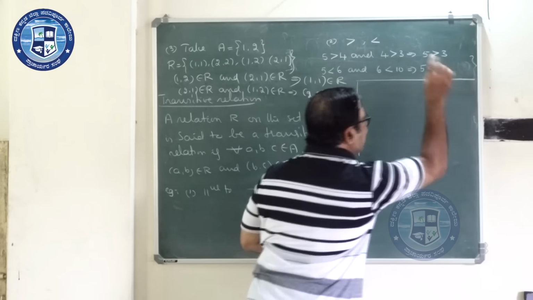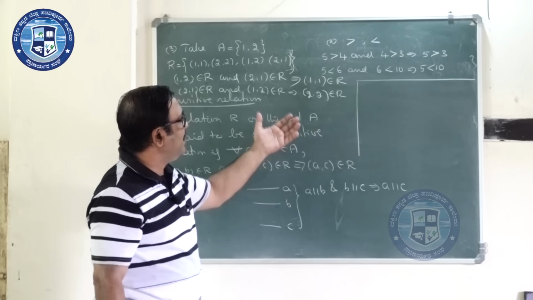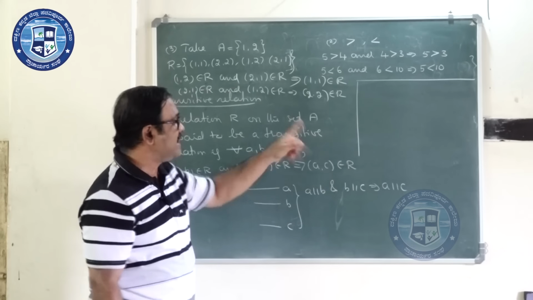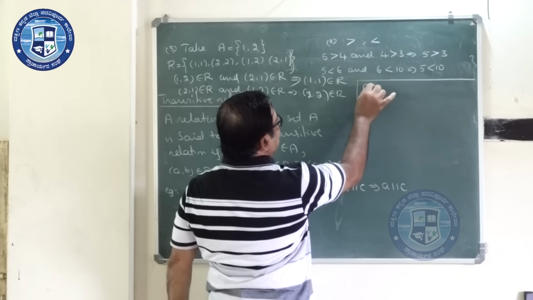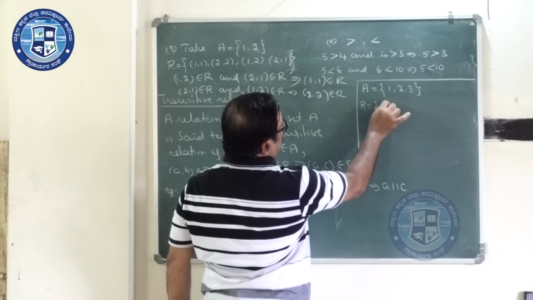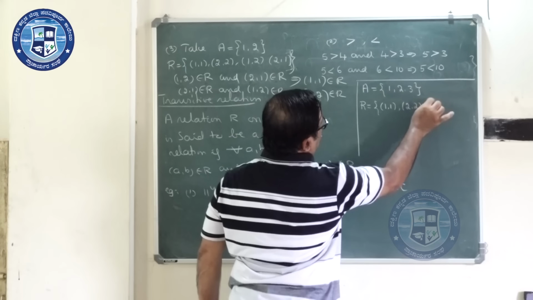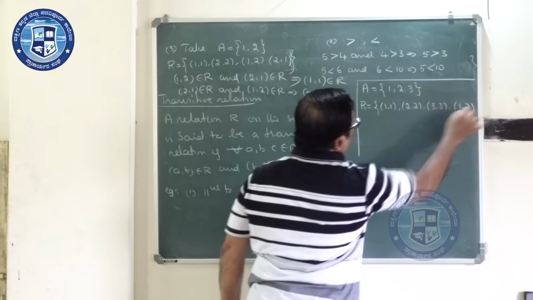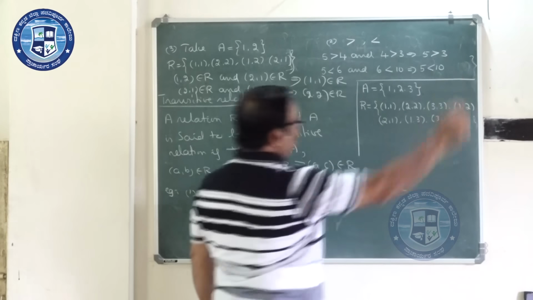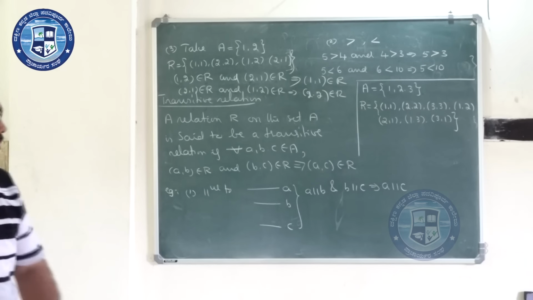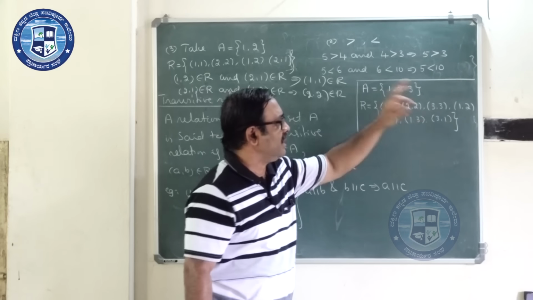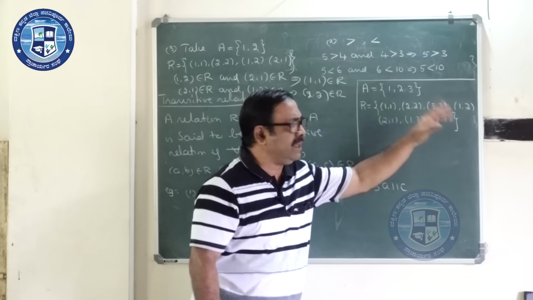Now I will write another example, because generally we understand better when we write an example which is not satisfying the condition. See, let us write A = {1, 2, 3}. I am writing R = {(1,1), (2,2), (3,3), (1,2), (2,1), (1,3), (3,1)}. All of you thoroughly observe this. You have to first read it carefully. What are the elements? (1,1), (2,2), (3,3), (1,2), (2,1), (1,3), (3,1).